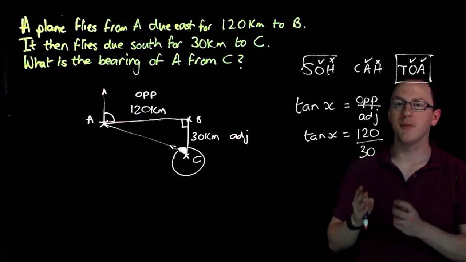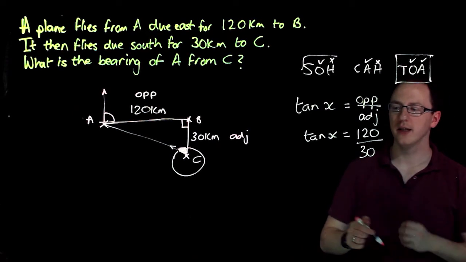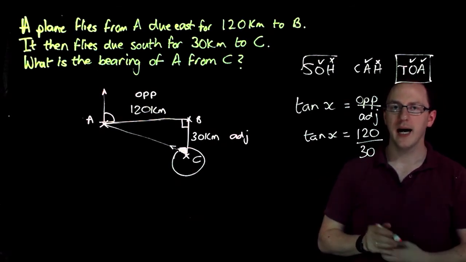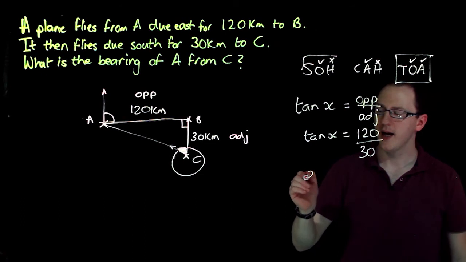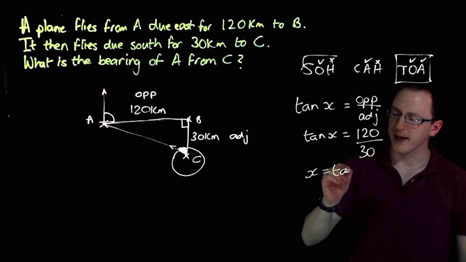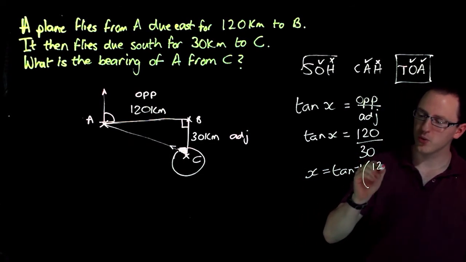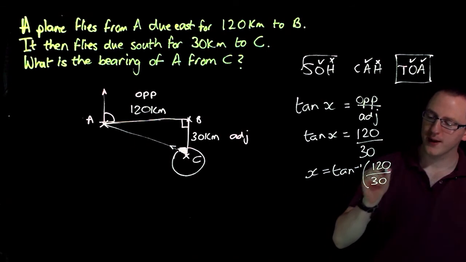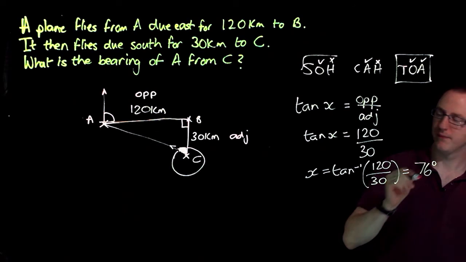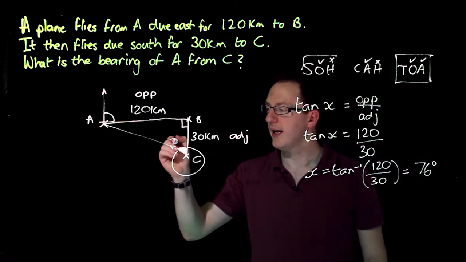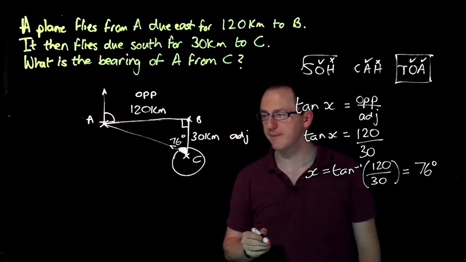To find out an angle, I'm going to be using inverse tan, or tan to the -1. And to get that in our calculator, we're doing shift tan, or second function tan. And we get x equals tan to the -1 of 120 over 30. And that'll give us an answer of 76 degrees. So this angle here is 76 degrees.